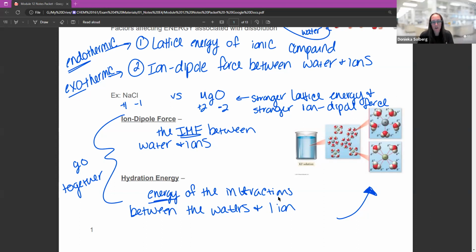These two kind of go together. So it's talking about the attractions between, like, the negative Cl minus, oh, this is KF. So this would be F minus attracting to those partially positive H pluses, or the K plus attracting to the partially negative oxygens. Okay, so the energy associated with that is the hydration energy, and the intermolecular force that we're talking about is the ion dipole force.